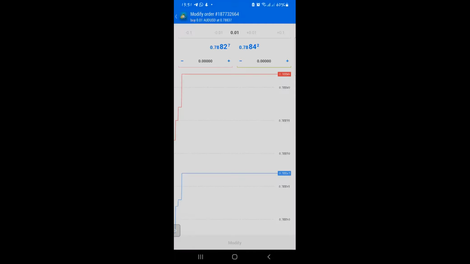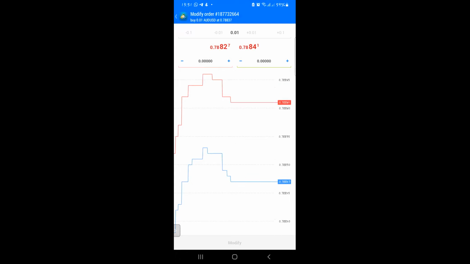Okay, so when I click on modify order, right at the top near where I have my time, you see where the time is 13:51. Then underneath that, you've got modify order. And then underneath that, you've got buy at 0.01 AUD USD. And then it tells me the exact price that I bought it at. And I bought it at 0.78837, right? So if I'm buying AUD USD, I know how to calculate my 10 pips.